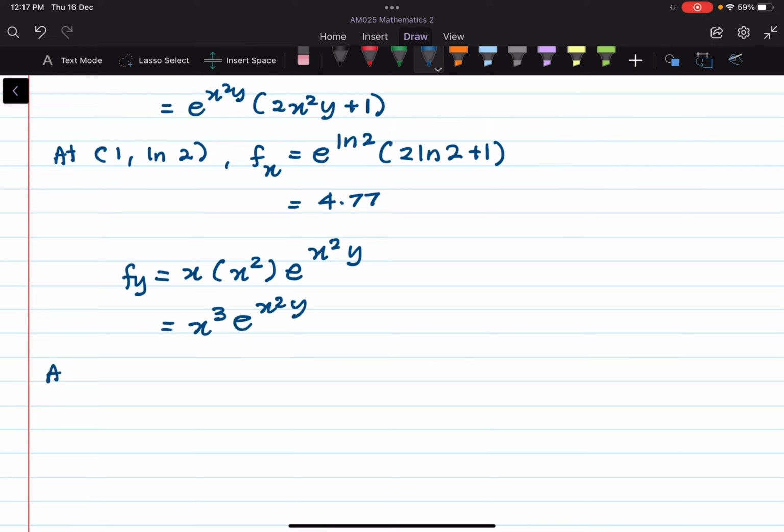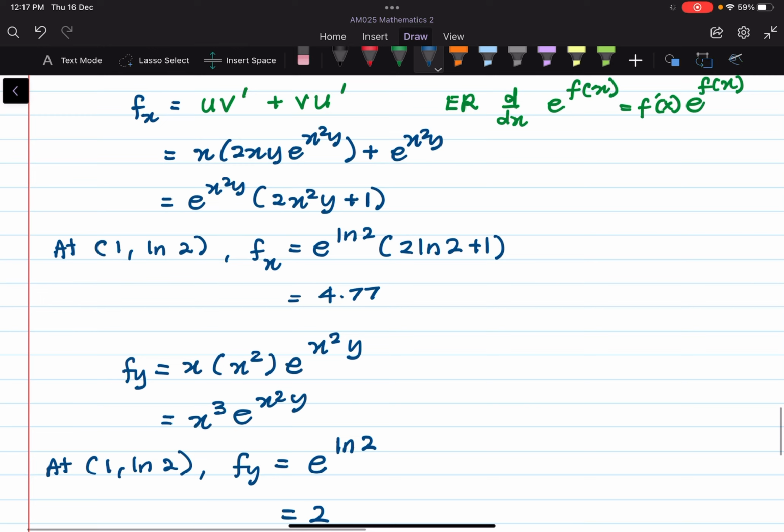So at the point (1, ln 2), what's the value of f_y? 1 cubed is 1, times e^(1²·ln 2), which is e^(ln 2), and that is 2. So f_x is 4.77, and f_y is 2 at the point (1, ln 2). So that's it.